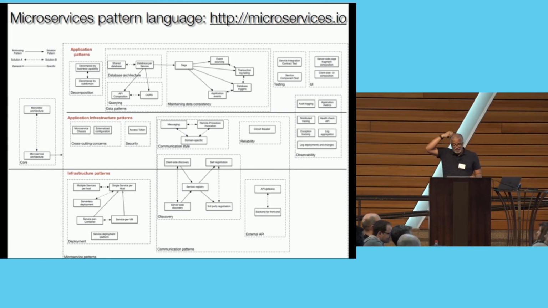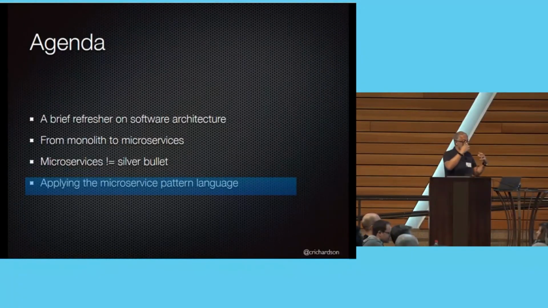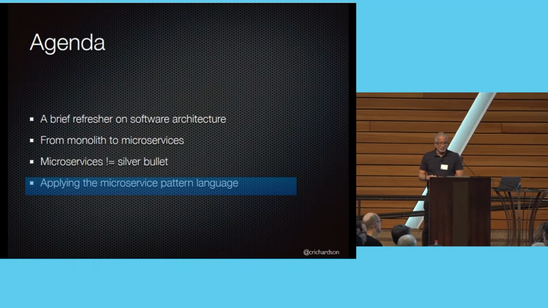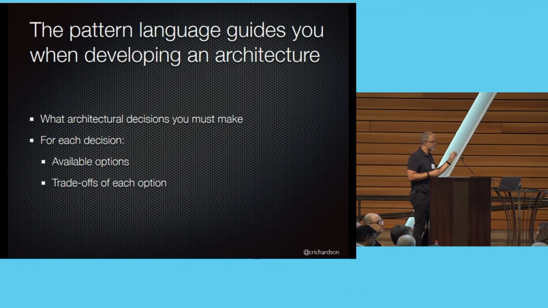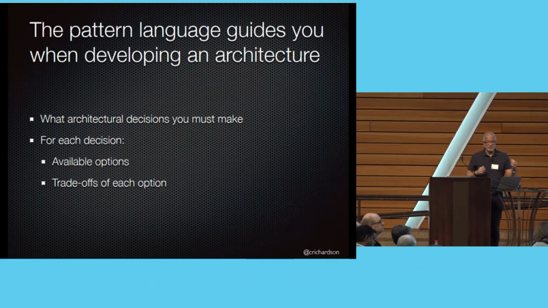And so in the remaining few minutes, I just want to quickly go through and highlight how this pattern language can guide you in your decision making. The idea is it shows you what decisions you have to make, and then for each of those decisions, what the available options are, and what the trade-offs, the benefits and drawbacks of each of those options are.